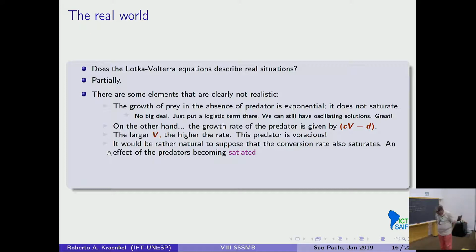Therefore, a simple modification would be: I leave everything the same, and just this equation will be modified. You will have some a v (1 minus v over k), and what is left there is minus b p times v. Okay? Just introduced saturation.